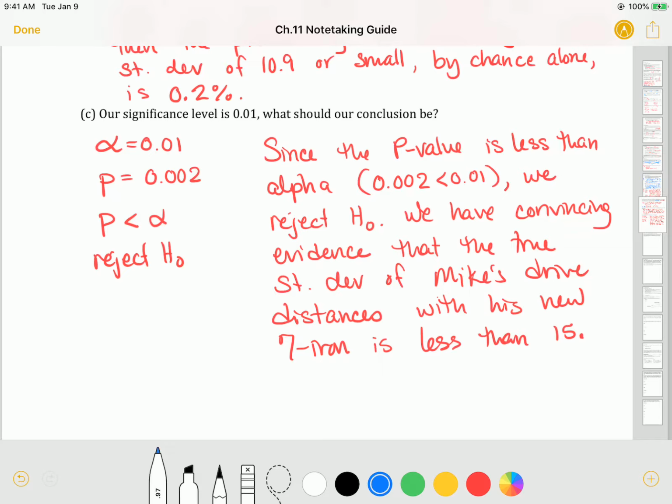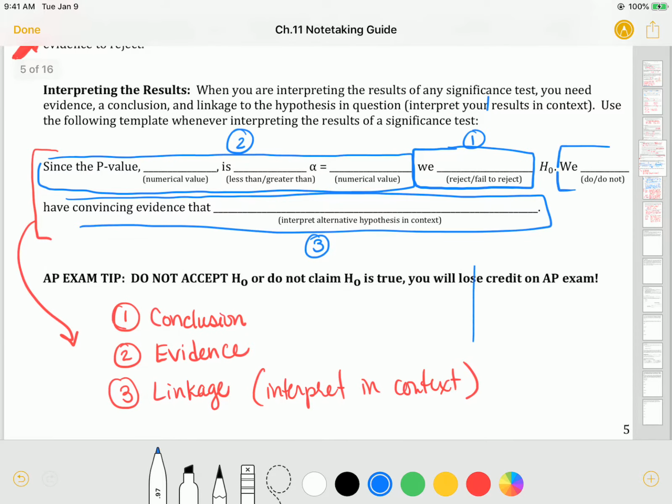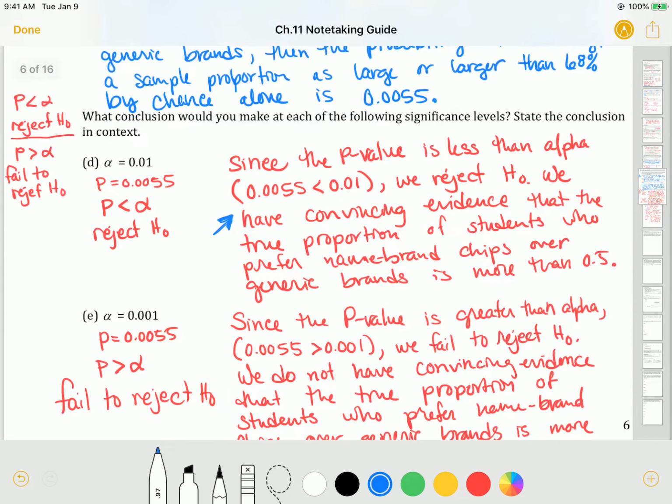So I want to go through these 3 steps that we talked about right here. And remember that step 3 is always about the alternative hypothesis. So let's go back and pick this apart, and I want to show you the 3 pieces that are required for a complete conclusion to get full credit on an AP exam. So let's look at this potato chip example.